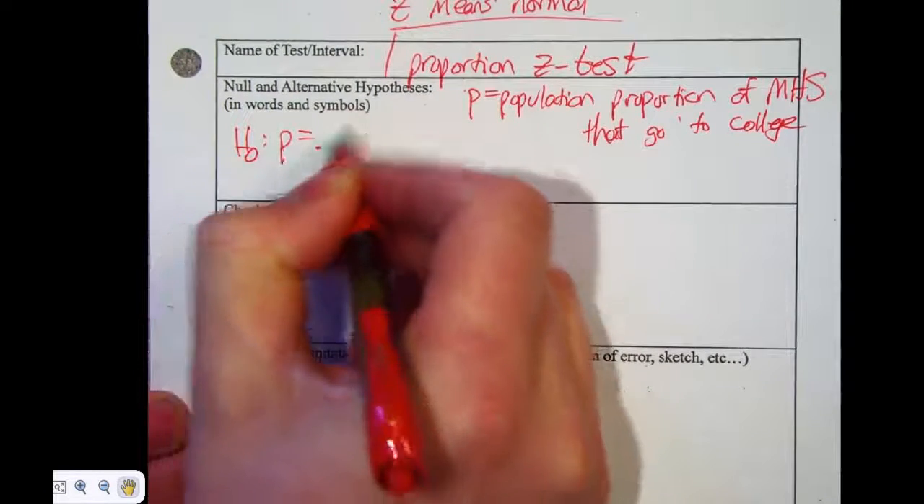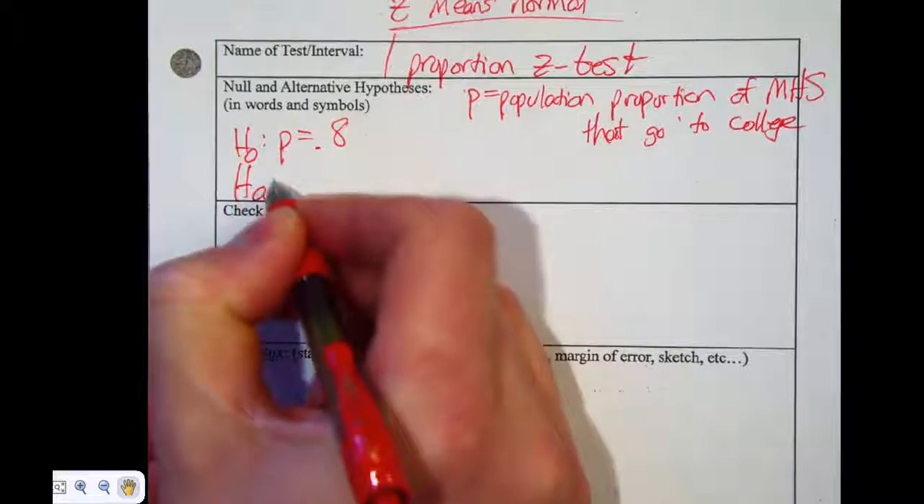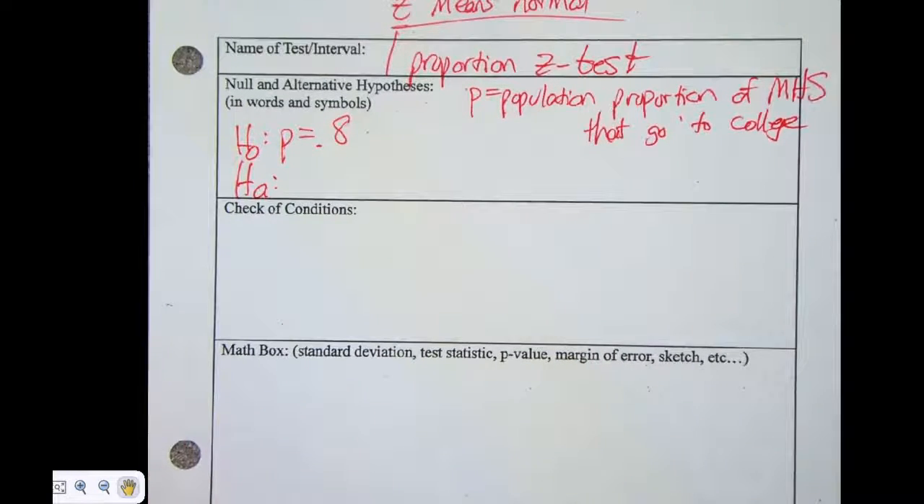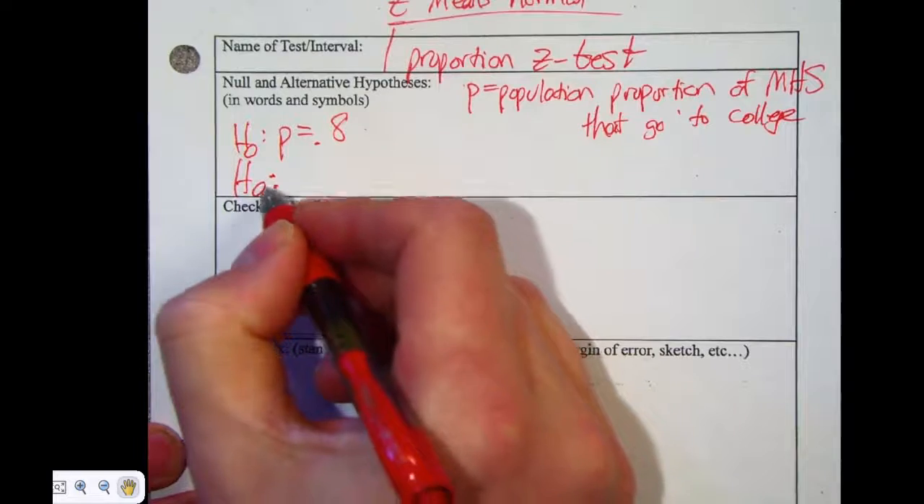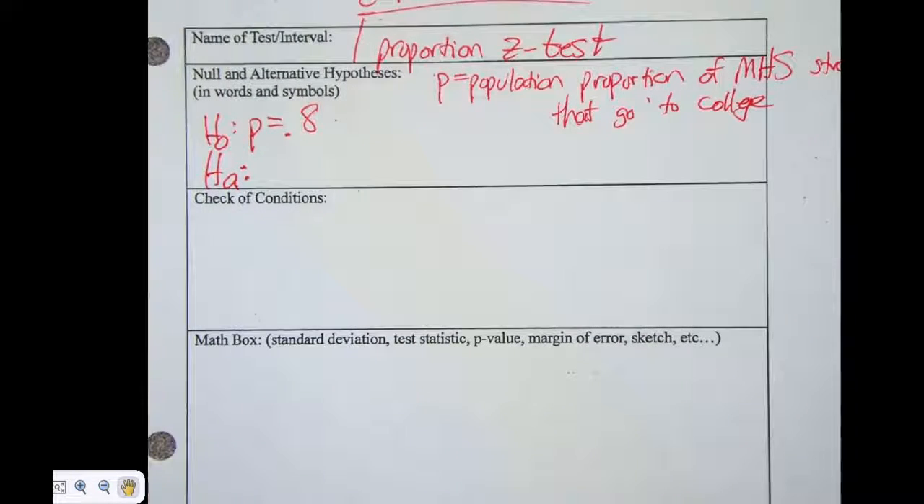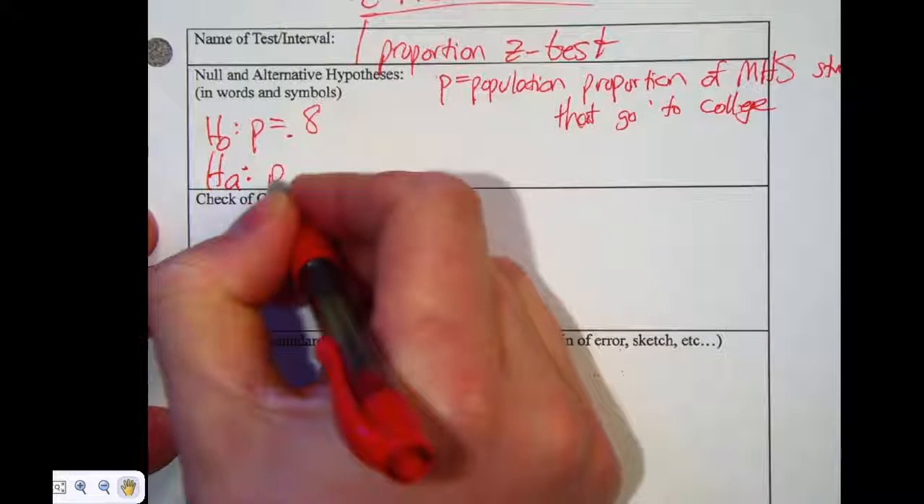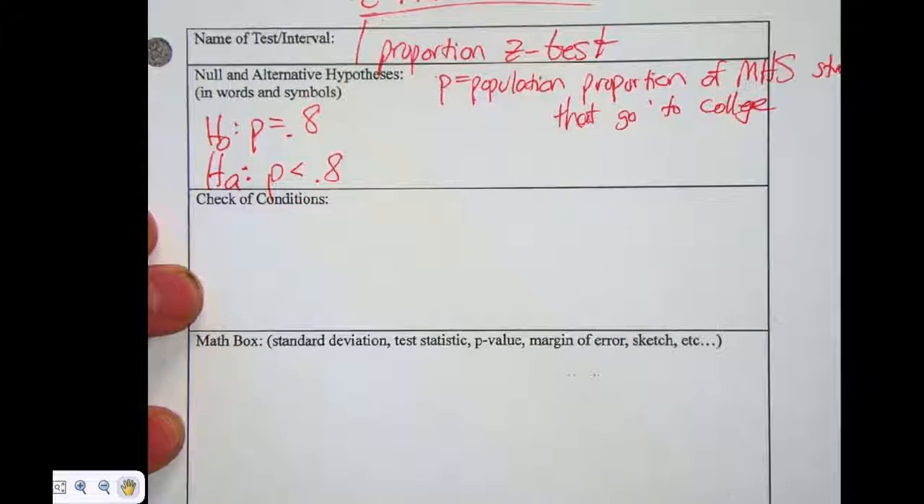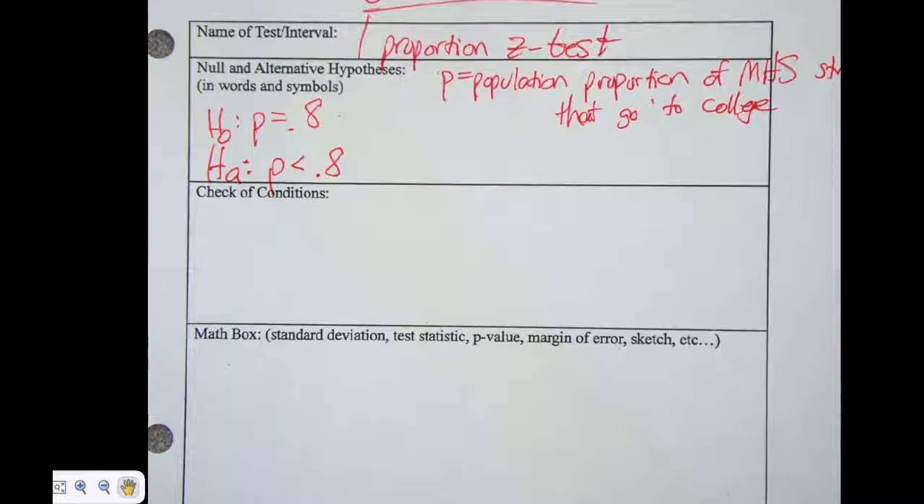H0 would be P equals 0.8. That's their claim. What would HA be? P is less than 0.8. So that's very similar to the mean stuff, right? Just doing P instead of mu. So the whole process should be pretty solid, hopefully. And then we're just changing a couple things.